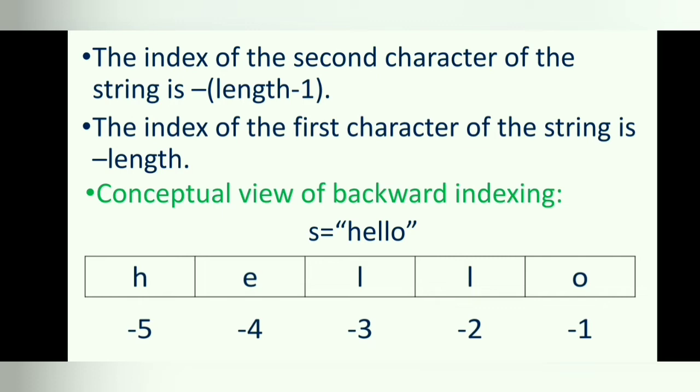Conceptual view of backward indexing. The integer value minus 1 refers to the last index in a string. The value minus 2 refers to the second to last index in a string and so on. Therefore, in a string of n characters, the first character has an index of minus n. Since minus 0 is the same as 0, negative indices start from minus 1.